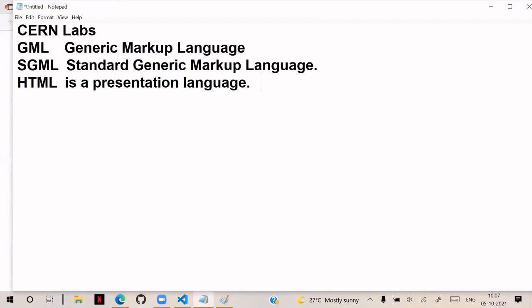So what is HTML? We will discuss it in detail now. We will learn about that. But very important, HTML can only present. It cannot make it interactive. To make it interactive, you need a language.